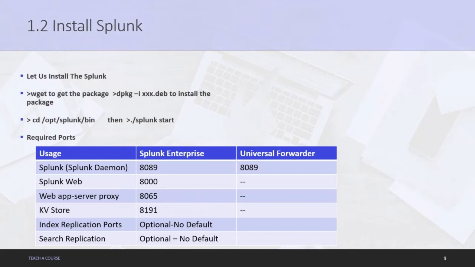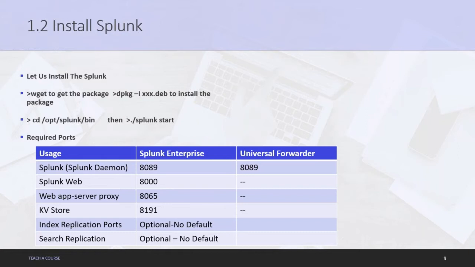And here you can see some of the ports. For Splunk Web, which is Splunk Enterprise, by default we use port 8000. If you want a different port, you have to enable it and tell Splunk which port we are using, so that you run Splunk with that particular port. Then you can access it.